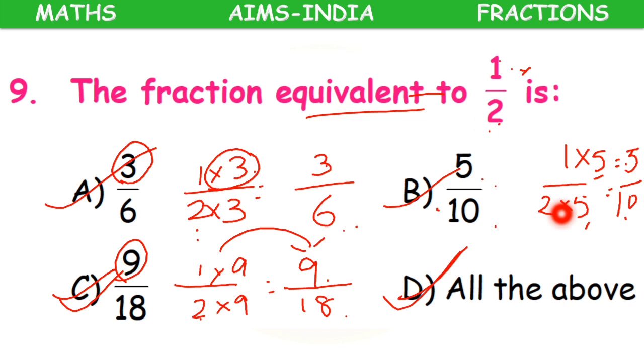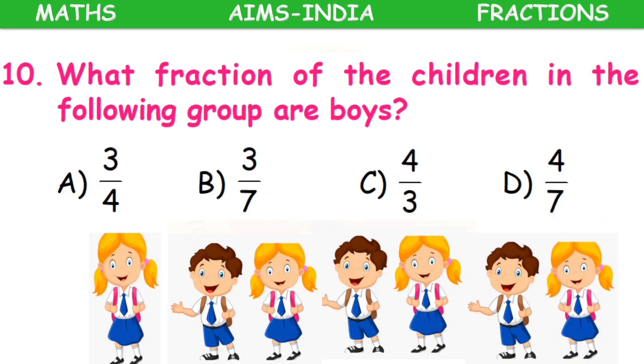Understood, children? Equivalent fractions are actually very simple. You just need to multiply or divide both the numerator and denominator with the same number.